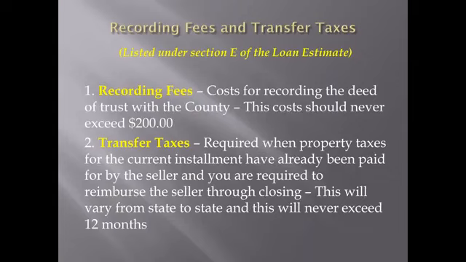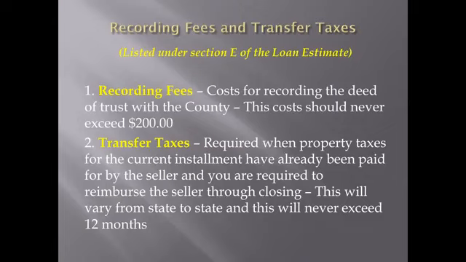Transfer taxes apply when property taxes for the current installment have already been paid by the seller, and you are required to reimburse the seller through closing. So, for example, if the seller prepaid the first 6 months of property taxes for the year, but you're moving in and there's still 4 months that they already paid for, okay, that's transfer taxes that are being transferred over to you that you need to pay for through the closing, okay?